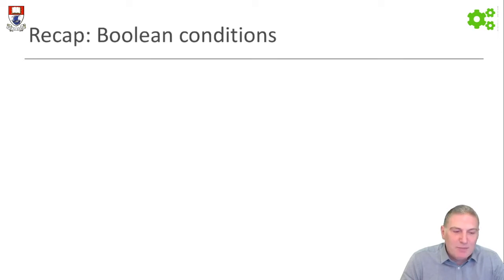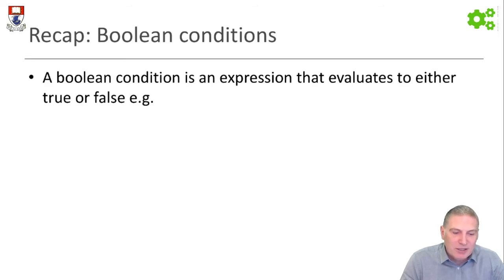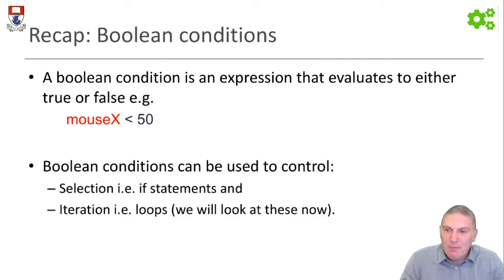Let's look back first at Boolean conditions, because in our loops we're going to be using extensively the Boolean conditions. So a Boolean condition is an expression that evaluates to either true or false. For example, mouse x less than 50. Is mouse x less than 50? Well, if the current position of the mouse pointer is to the left hand side of the screen, it would be. So it would be true, otherwise it would result in a false. Boolean conditions can be used to control selection, i.e. the if statement, and also iteration, i.e. loops. We will look at these now.